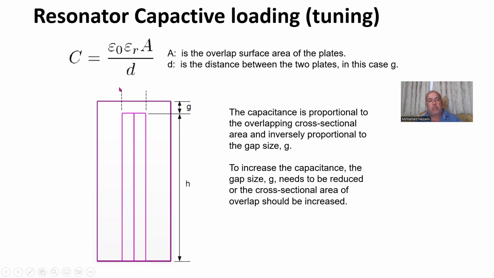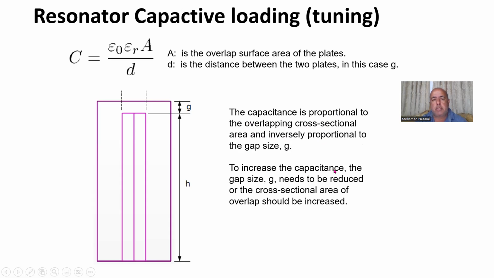Well, we know from physics days in high school that the capacitance is proportional to the permittivity of the capacitor material multiplied by the area of the cross section of the plates, divided by the distance between the two plates, okay? And in this case, we have this is the filter. It's the overlapped cross-sectional area between the resonator and the ground in here, which has a height of G, okay? This is really what creates that capacitor, okay? So the capacitance is proportional to the overlapping cross-sectional area and inversely proportional to the gap size G, okay?